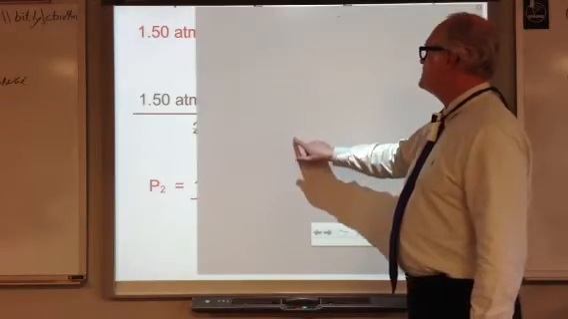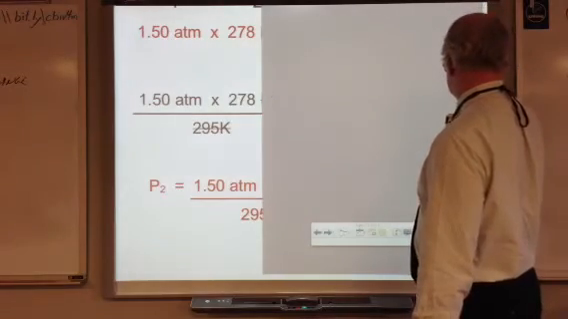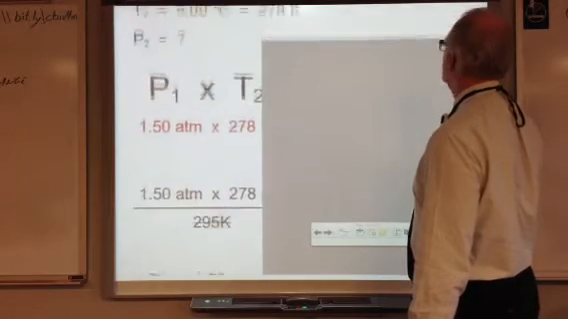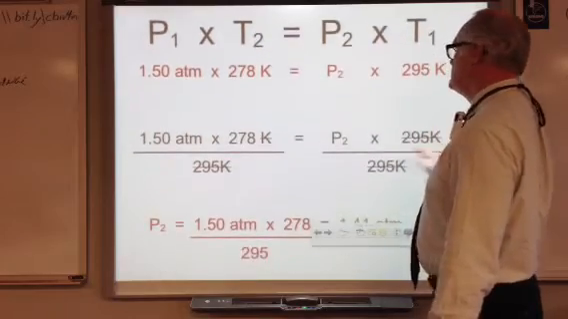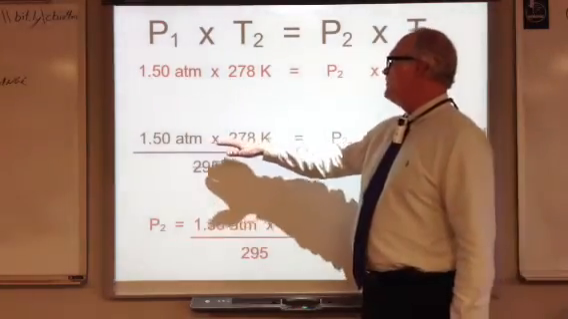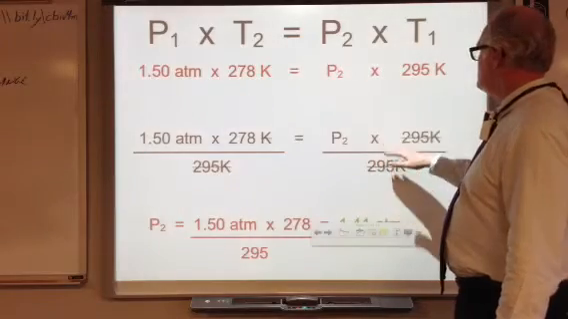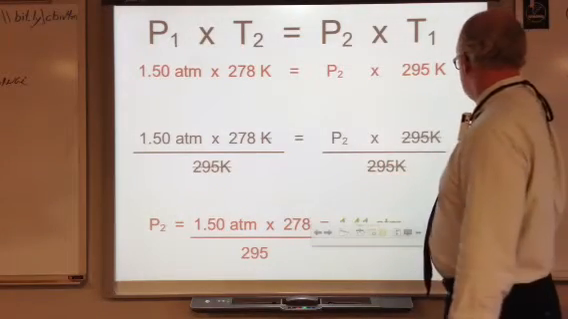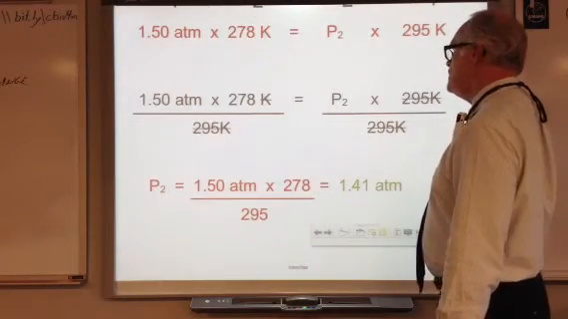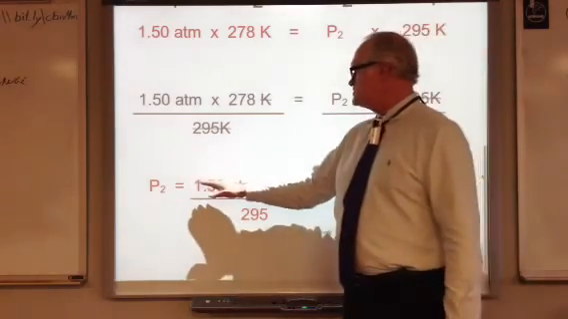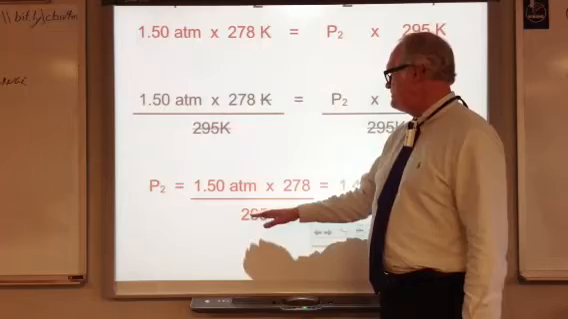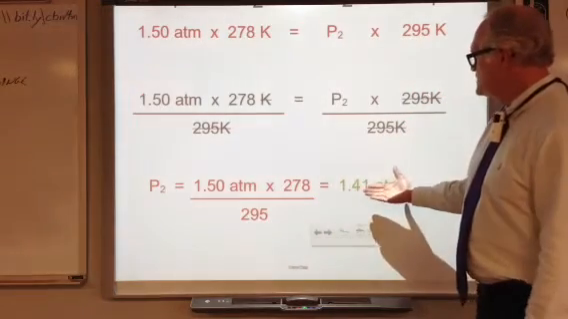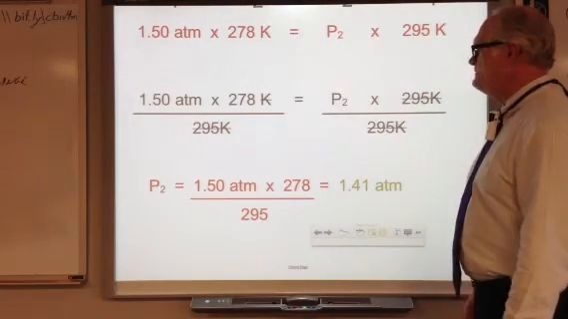We want to isolate our variable. We'll isolate our variable by doing this step here, where we take both sides of the equation and divide by 295 Kelvin. That leads us to the expression below. Pressure 2 equals 1.5 atmospheres times 278 divided by 295, which is 1.41 atmospheres.